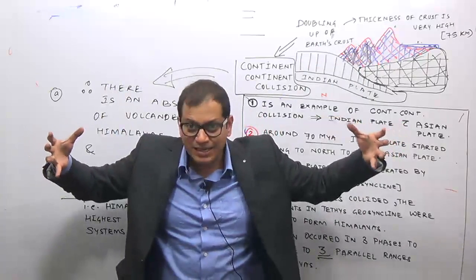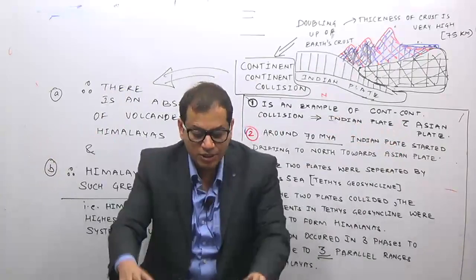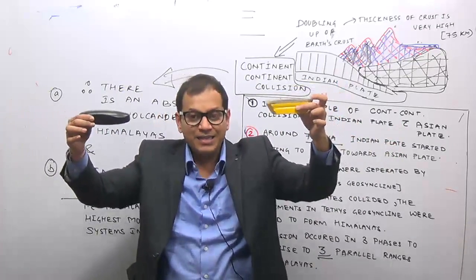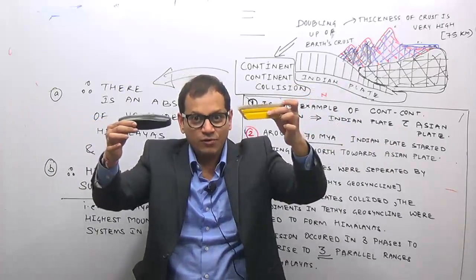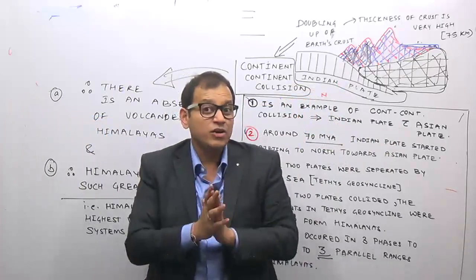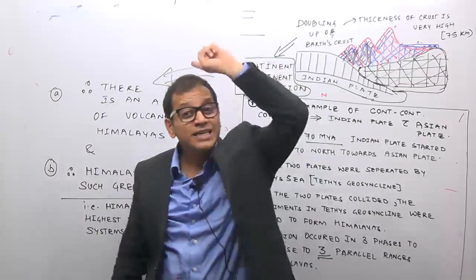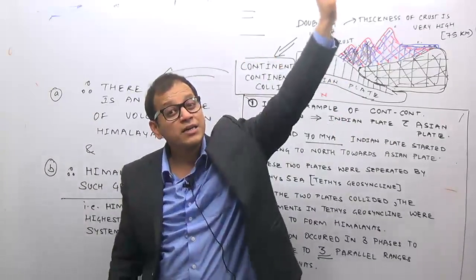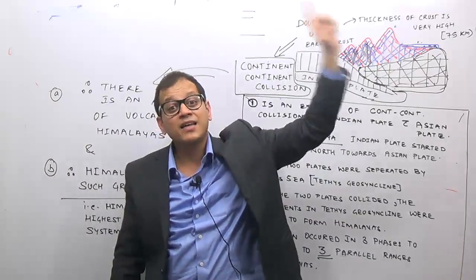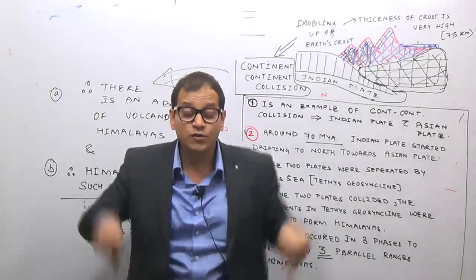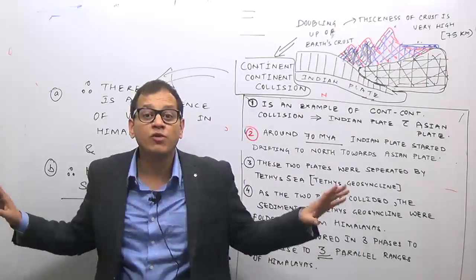Because as the Indian plate was coming towards the Eurasian plate, first the sediments of the Tethys Sea got folded, and when the Tethys Sea got folded, we had volcanic eruption. So there is evidence of volcanic eruption in the Kargil and Dras region of the Himalayas, but that was many years ago. As of today, the Himalayas do not have any volcanoes.